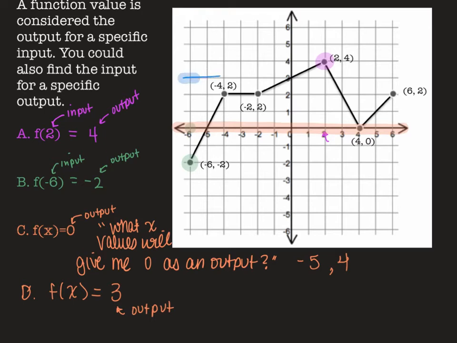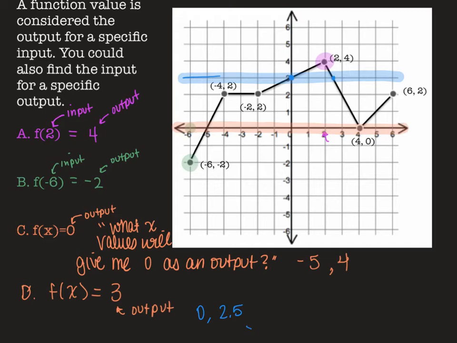Okay, so my output is 3. I'm just going to scan across when my value is 3, and I'm looking for all of the times where my graph is going to hit 3. So it's going to occur right here at x equals 0. It's also going to occur right here, which we can estimate to be like 2.5, somewhere around there.